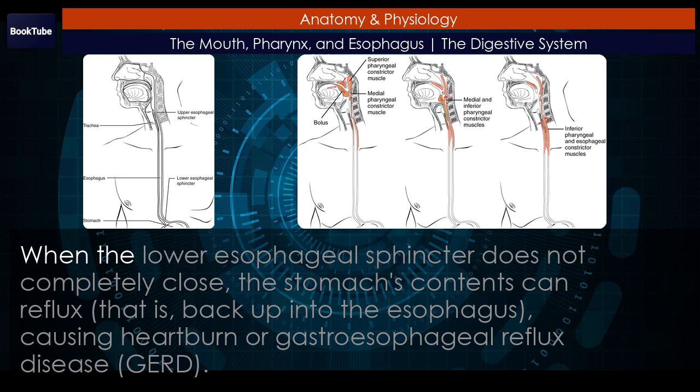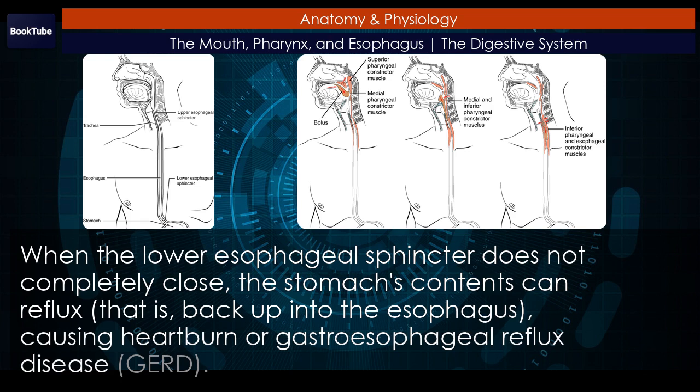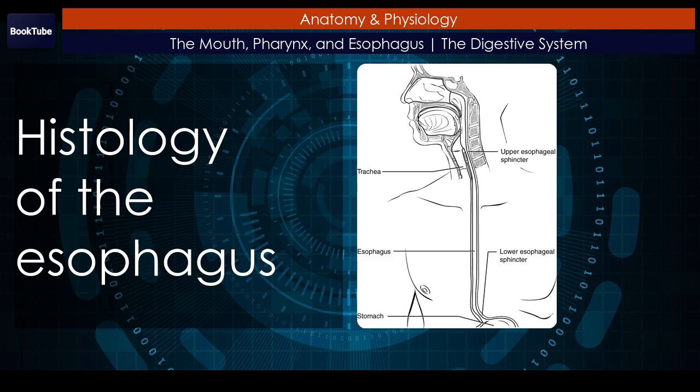When the lower esophageal sphincter does not completely close, the stomach's contents can reflux, that is, back up into the esophagus, causing heartburn or gastroesophageal reflux disease, GERD. Histology of the esophagus.